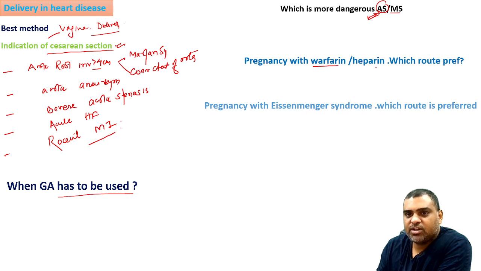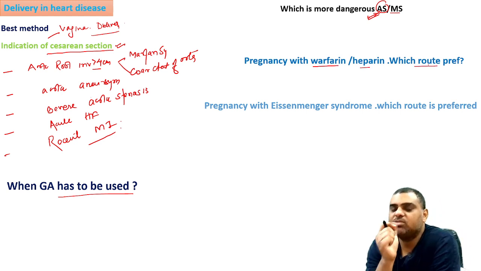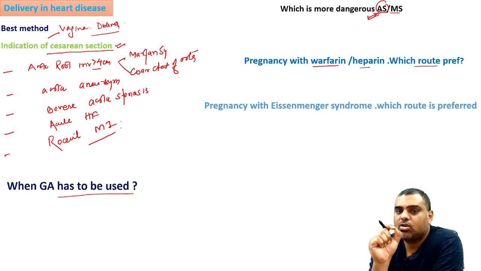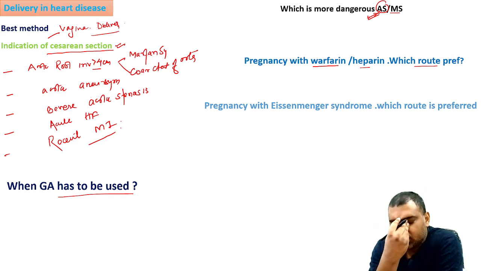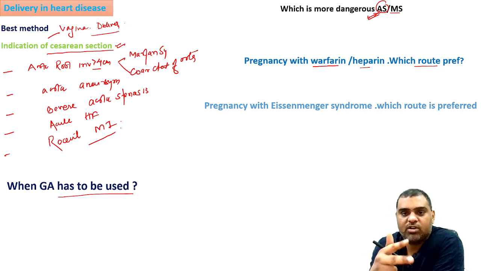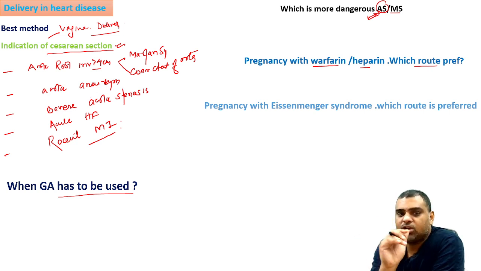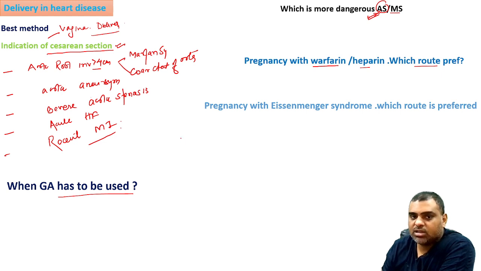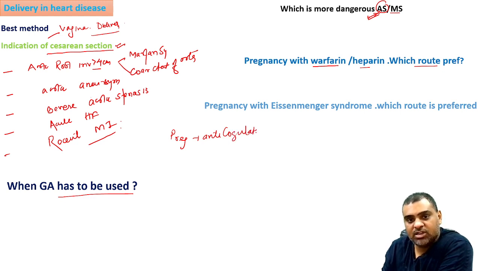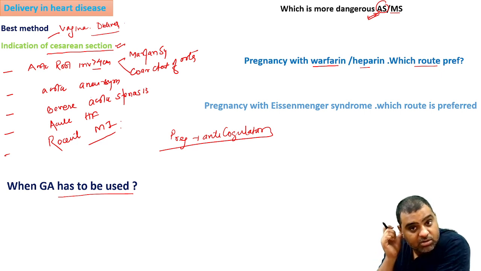Now, pregnancy with warfarin or heparin, which will be preferred? Please remember, warfarin can cross the placenta. Although warfarin is the best anticoagulant for prosthetic valve, it can cross the placenta and cause a lot of damage during organ formation. This is also asked: pregnancy with anticoagulation. Warfarin is very good, but it can cross the placenta.